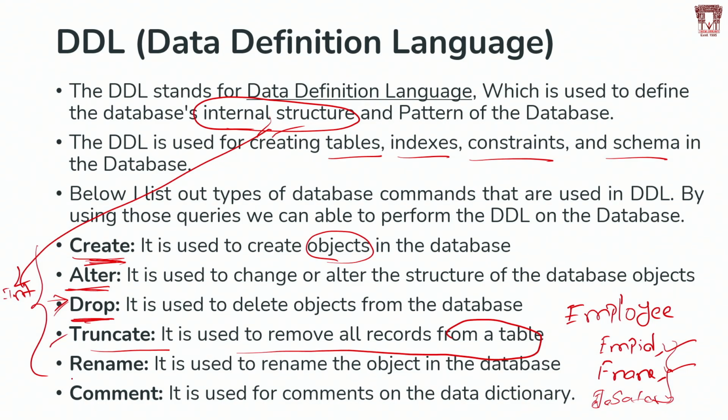And as we know, the rename command is the fifth one. It is used to rename the object. Sometimes, due to some mistakes, some object names will be mistakenly given. So at that time, I want to rename those objects in the database. That's why the rename command will be helpful to rename the objects in the database itself.